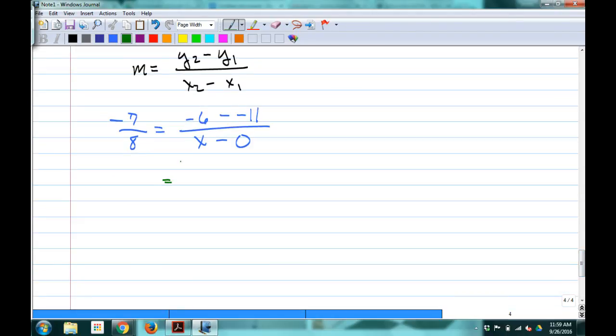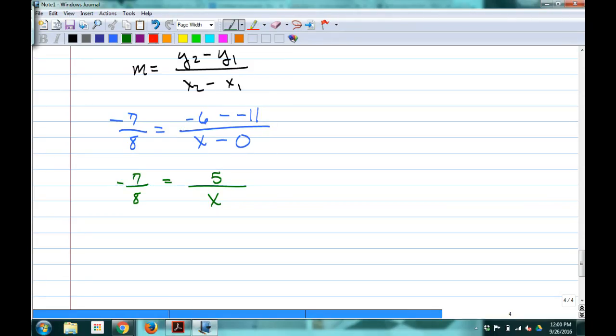So what's the top? Negative 6 minus negative 11 would be 5. And then on the bottom, x minus 0 is the same thing as x. If I subtract 0, it doesn't change anything, does it? If I take $0 from you before lunch, you're not missing any.